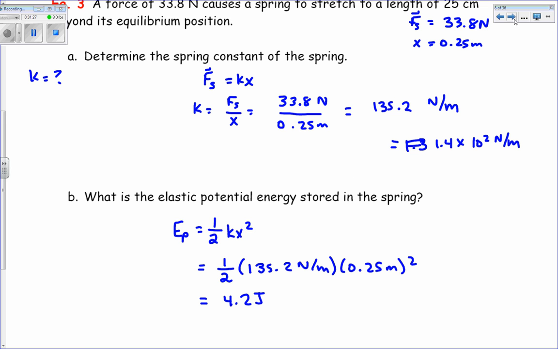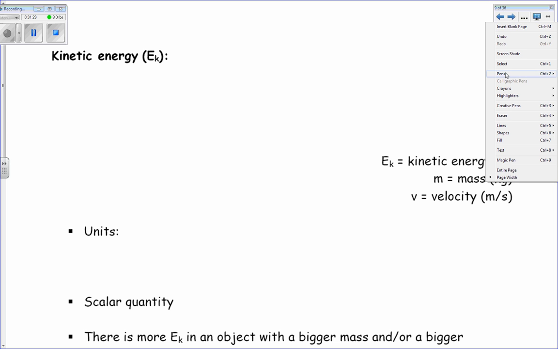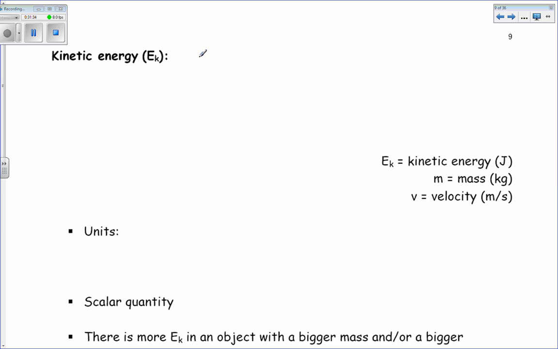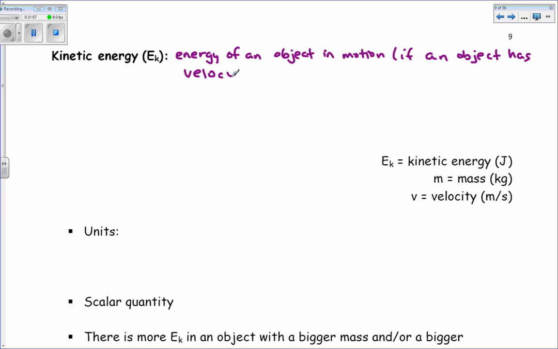Okay, our next kind of energy we're going to talk about is kinetic energy. Okay, and kinetic energy is the energy of an object due to its motion. The energy of an object in motion. So if an object has velocity, it has EK.